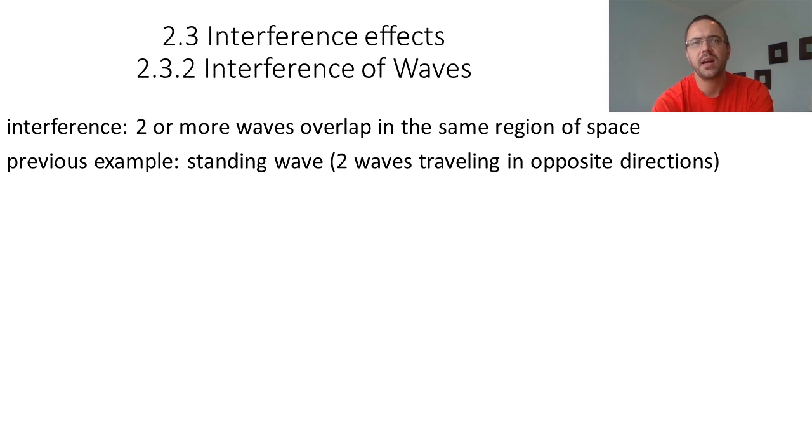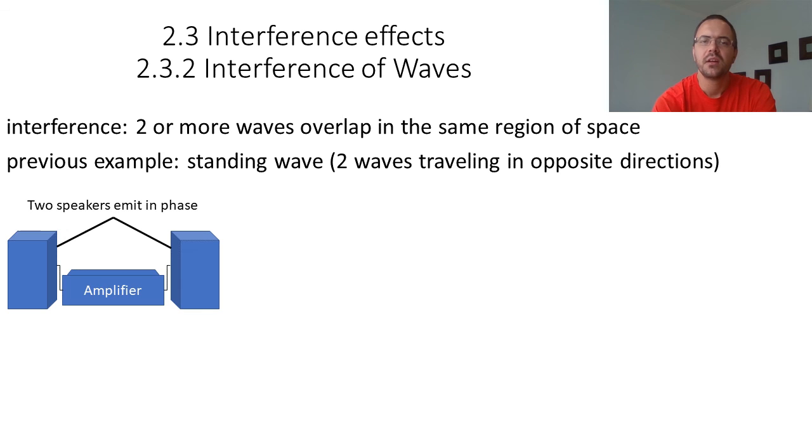A string or a pipe is essentially a one-dimensional problem, and here we consider a more general case in 2 or 3 dimensions. So let's imagine that you have two speakers that get their signal from the same amplifier so that the two speakers emit in phase with each other. And let's consider 2 points in the room, right? The first point, point P, is at the same distance from the two speakers, and we call this distance D1.